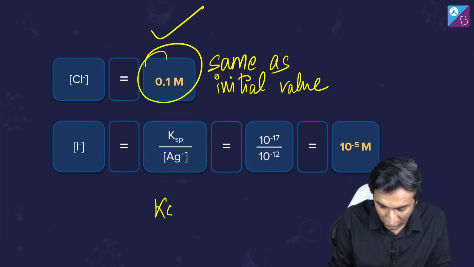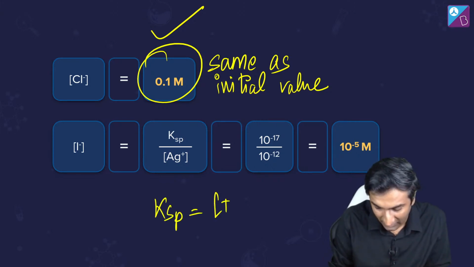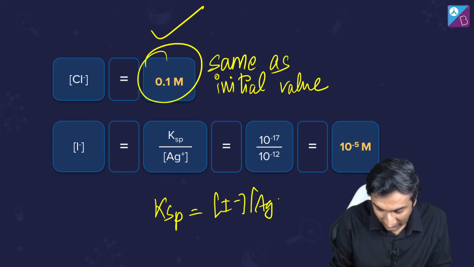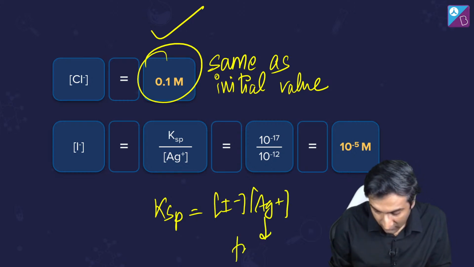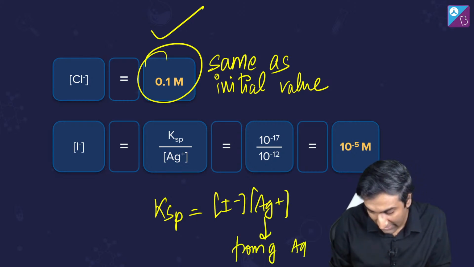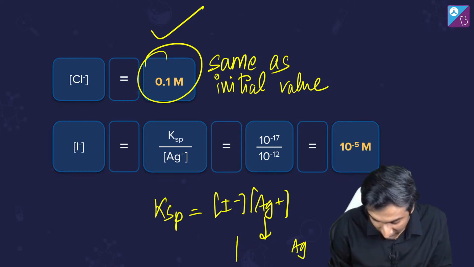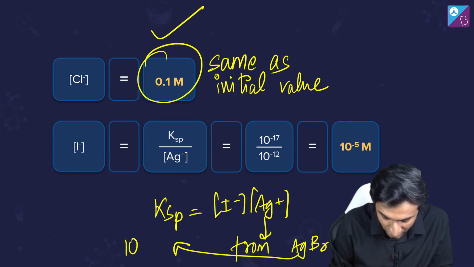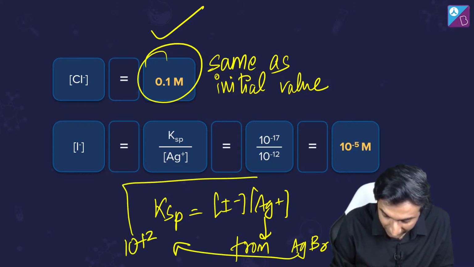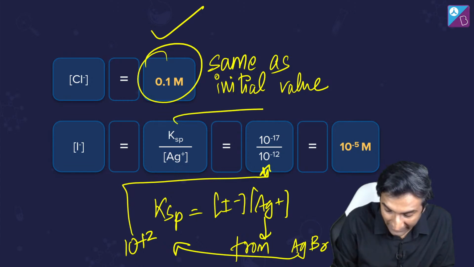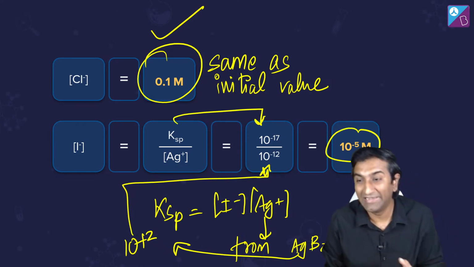And then you figure out, okay, what will happen to I minus? Use that same expression. I have not done anything fancy. KSP is I minus times Ag plus. And where does Ag plus come from? From AgBr, which was 10 power minus 12. This is what we have substituted here. And the KSP value I have given here, so look, now it has come out to this.